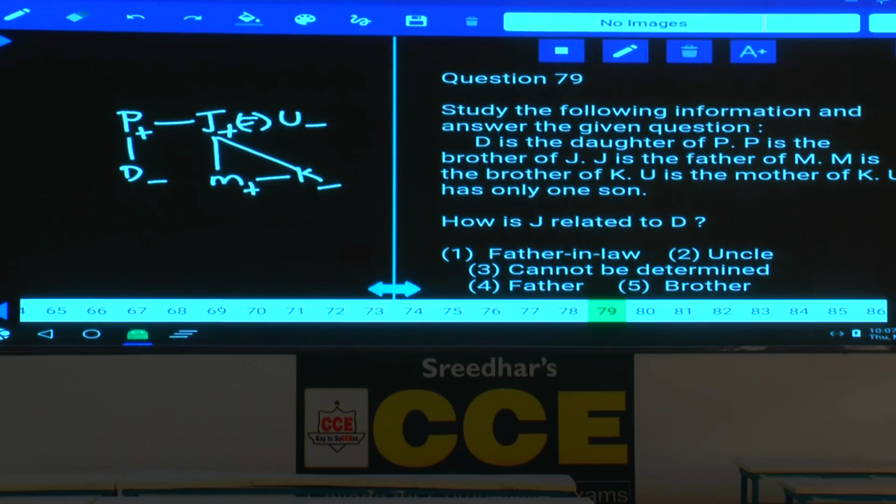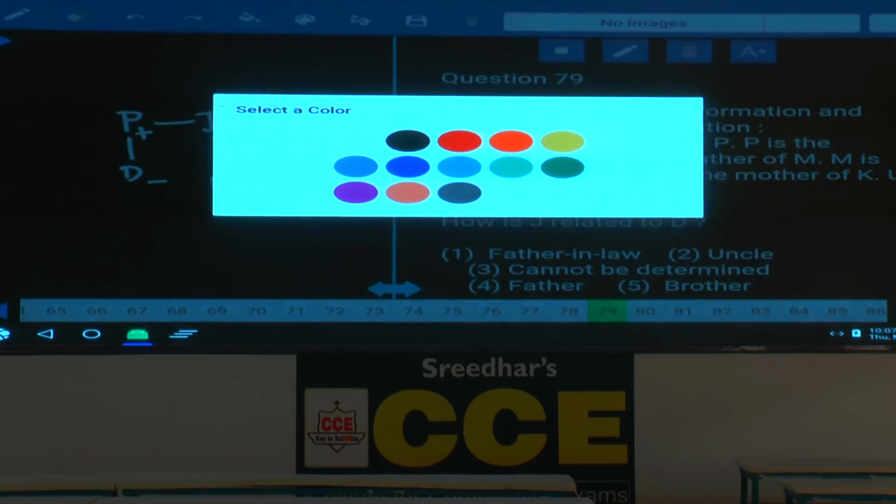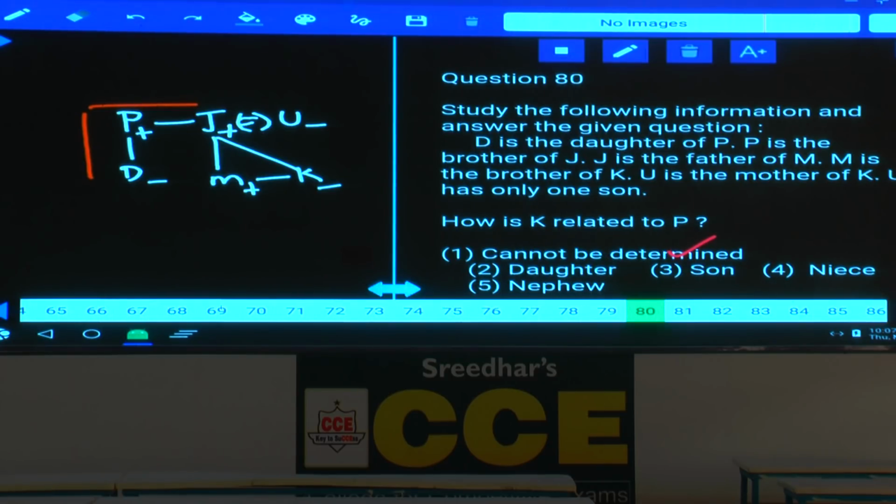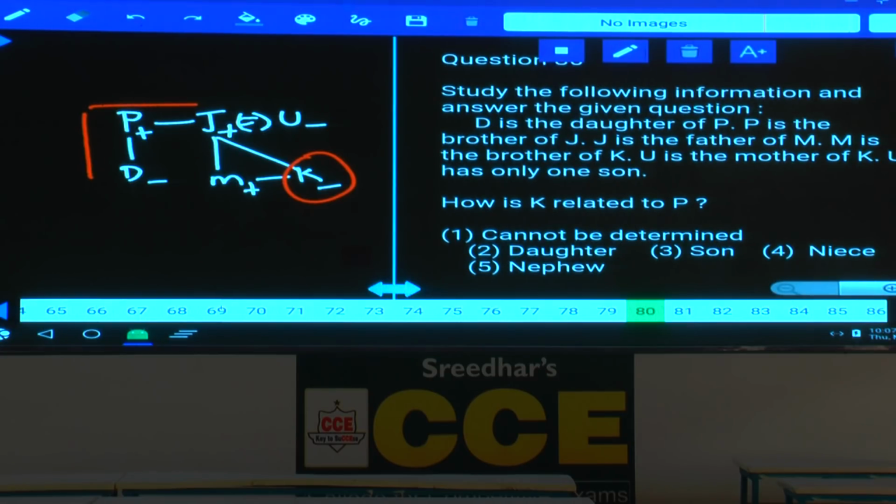And how is J related to D? Now D's father is P, father's brother. Father's brother is uncle, choice 2. Then question number 80. How is K related to P? Now P's brother is J, brother's daughter. Brother's daughter means niece, choice 4. Question number 80, it is choice 4.